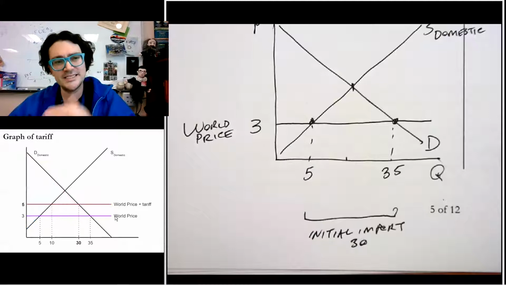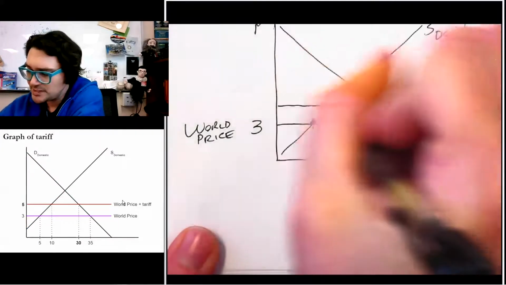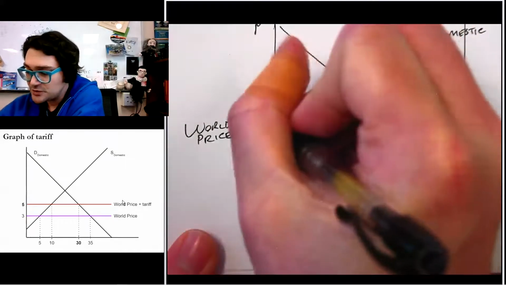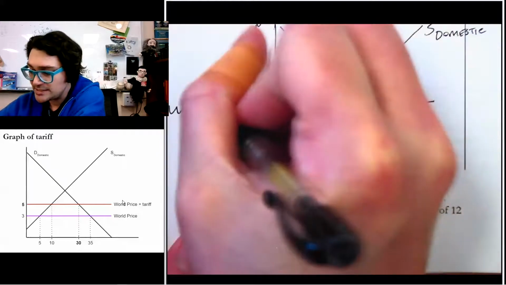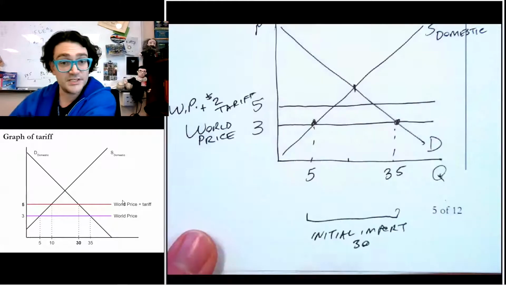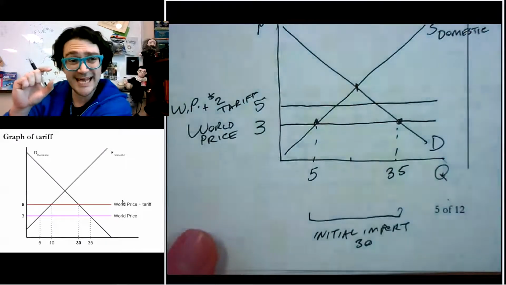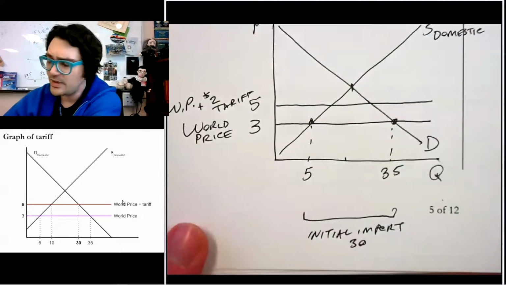And so they negotiate and they say, government, put in a tariff. So the government comes along and says, we're going to put in a tariff in the amount of $2. So this is the world price plus a $2 tariff, right? So that's where this 5 is coming from. And so the amount of the tax is $2. So it shifts the world price up from 3 to 5.